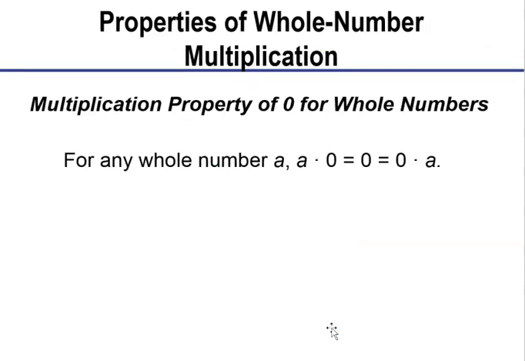Now we have a new property, the multiplication property of 0. What happens when we multiply by 0? We get 0 as an answer. So that is something that we need to keep in mind. Whenever you multiply by 0, you get 0 as an answer.